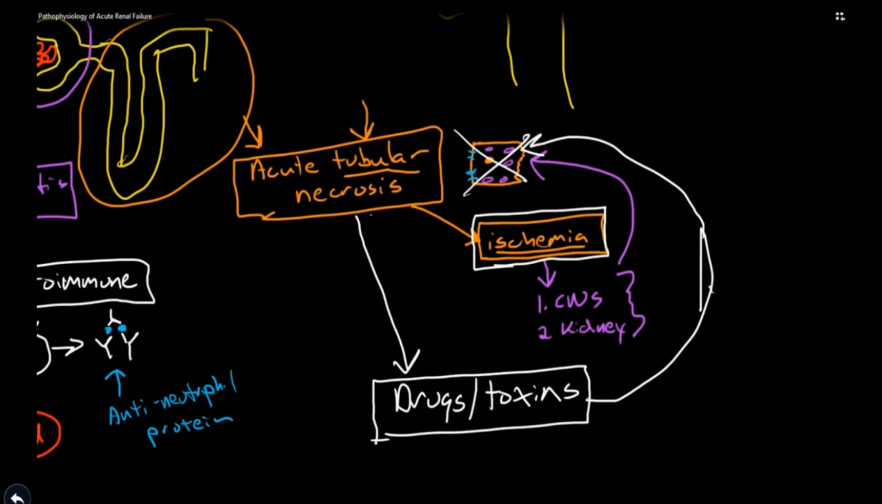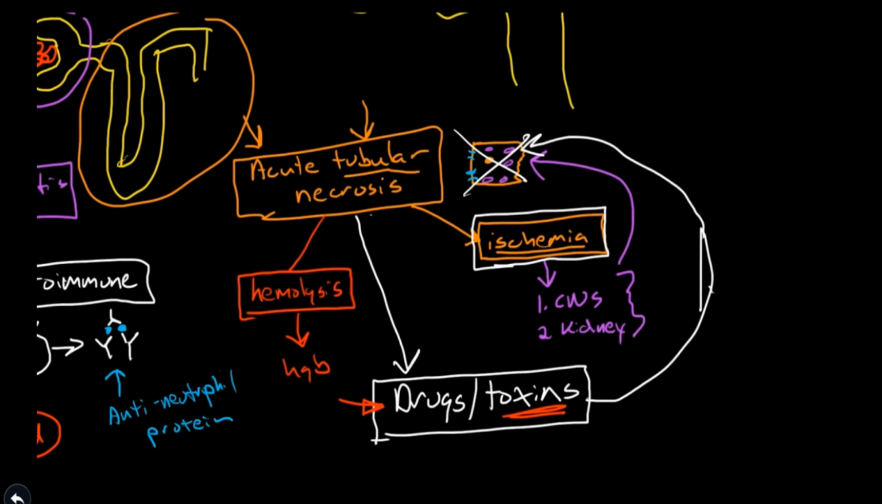And obviously, if you have direct injury, the epithelial cells can be destroyed, and they cause the same problems that I mentioned when we talked about ischemia. Now, a third type of acute tubular necrosis is due to hemolysis.